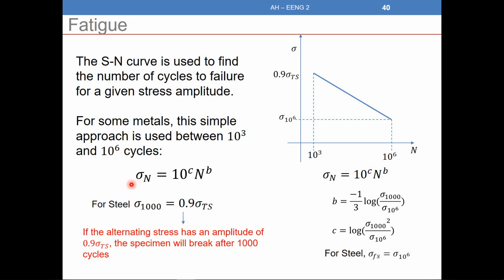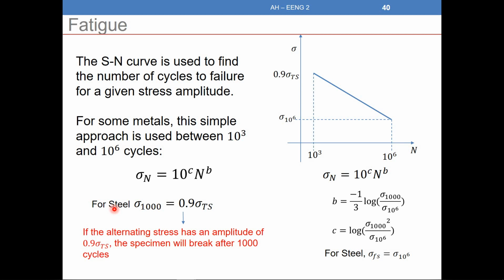Now let's see what's the meaning of sigma n and what's the meaning of n here. So what do you mean sigma n is equal to 10 power c n power b? N is the number of cycles. Sigma n is the amplitude of the applied alternating stress. So sigma 1000 equals 0.9 sigma ts for steel.